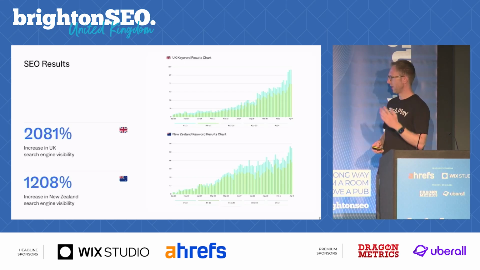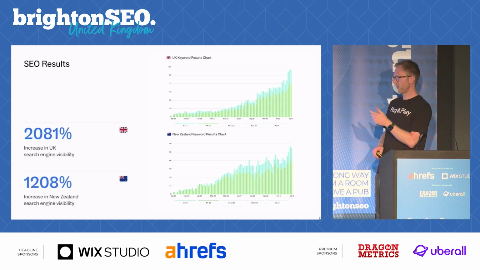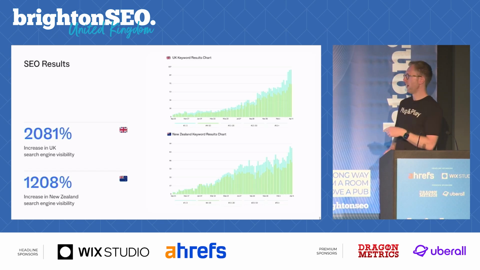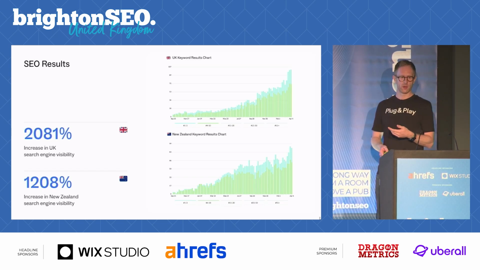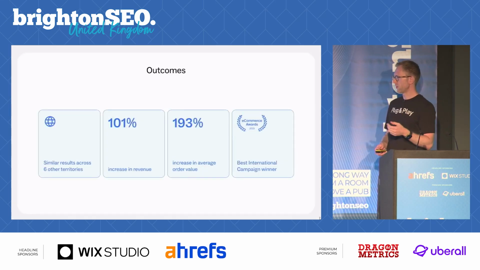SEMrush, very similar. So each bar is a week. The height of the bar is page 1 of Google in this instance. But we delivered a 2,000% increase in market penetration in the UK in about 4 months post-launch of going headless. But they actually operate in 6 territories, and we basically have equivalent performance outcomes in those territories as well. So across those 6 territories, we actually delivered a 100% revenue increase in 4 months, which for a company that's been going for a century is a really good outcome.